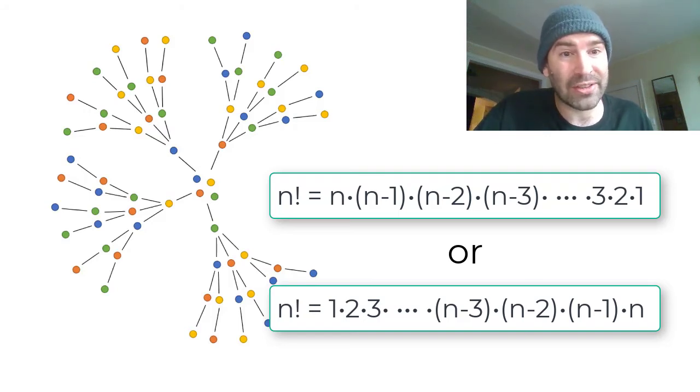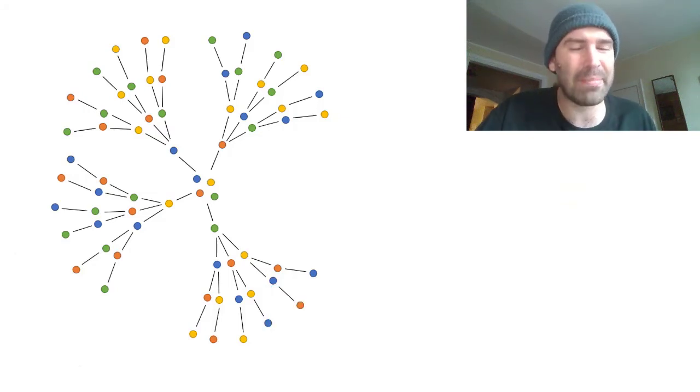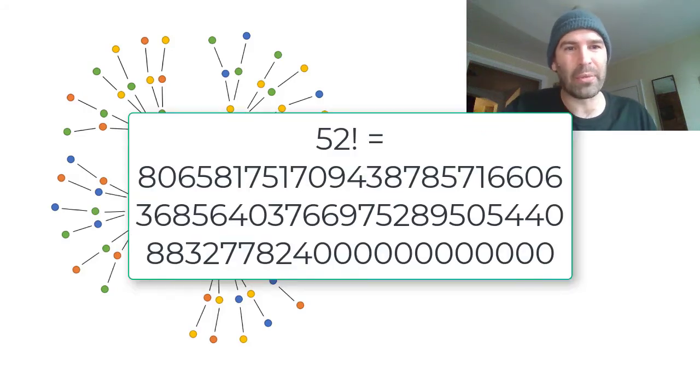It's not because that number doesn't exist. It's because that number is so huge that it doesn't fit in your calculator screen. Your calculator may give up. It may try to report the answer in scientific notation. This is the number. This is 52 factorial. This is an amazingly huge number.